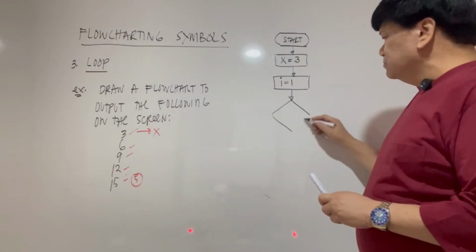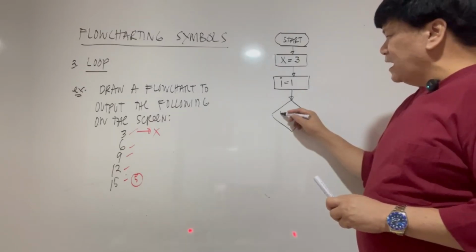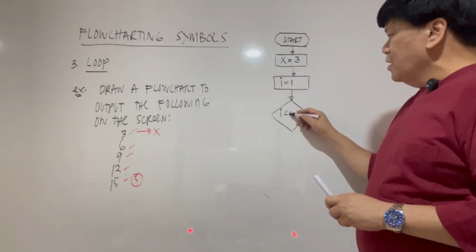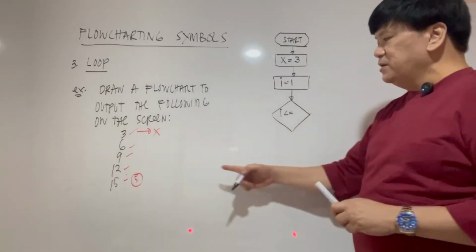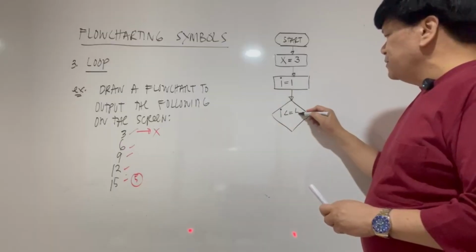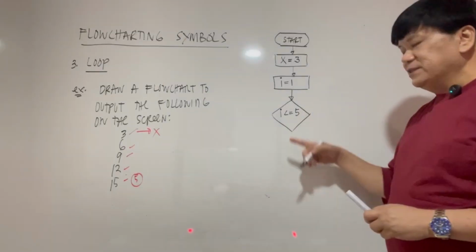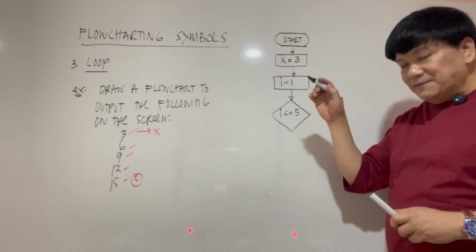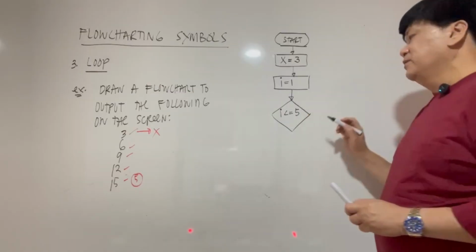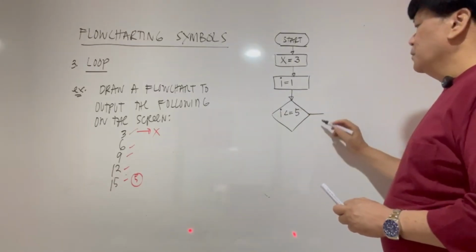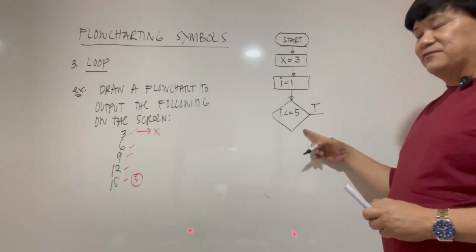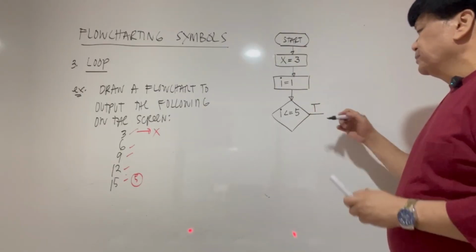So let us now test whether i is less than or equal to how many values, how many numbers. So we have 5. So therefore, that will loop 5 times. The iterations is equal to 5. So if it is true, if it is less than or equal to 5, what will be happening?